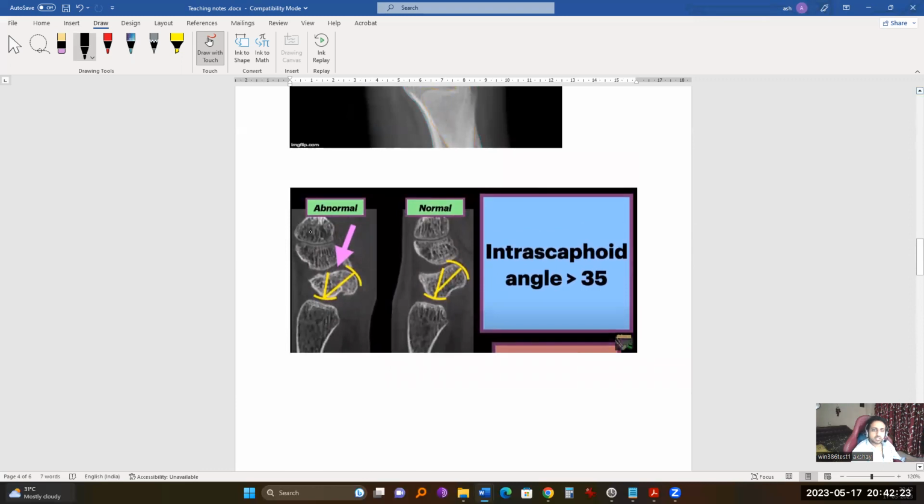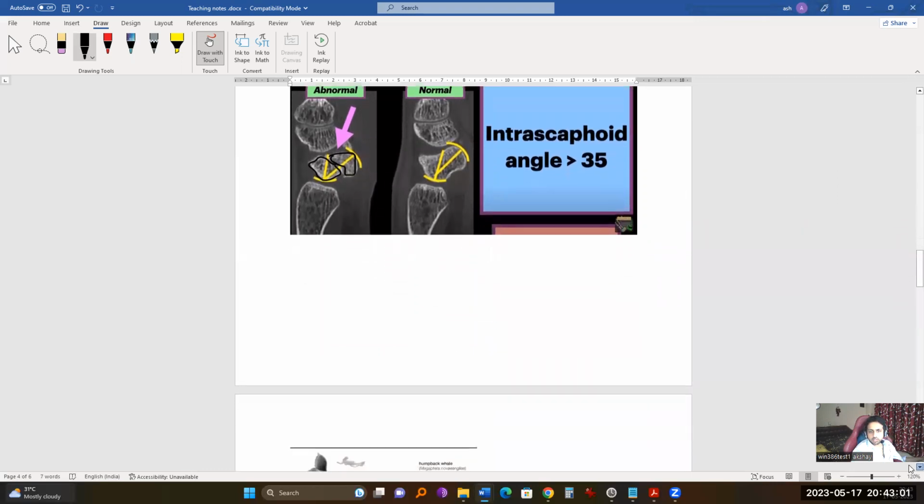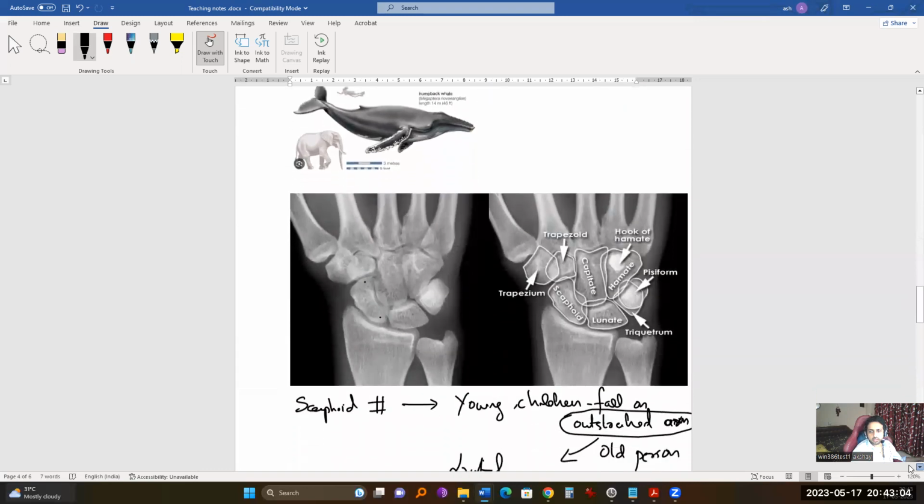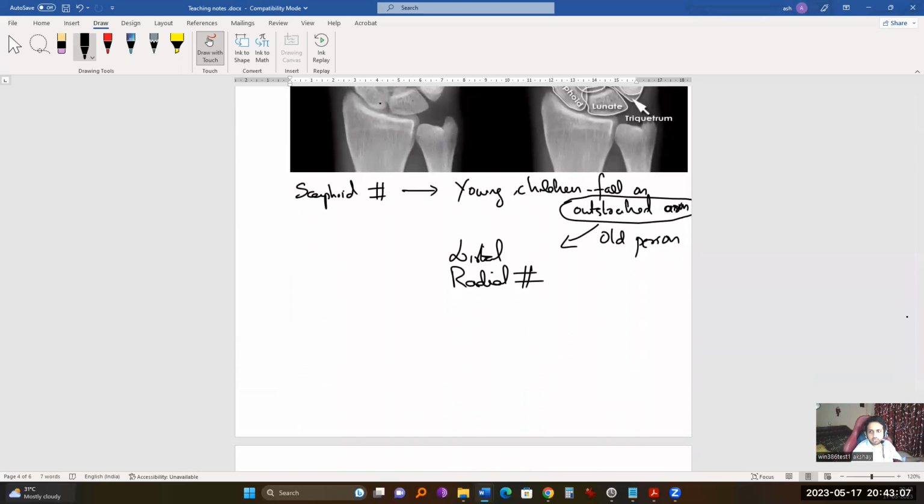What happens is, here you're on the lateral X-ray. In the lateral X-ray, this is the normal view of the scaphoid. So when a fracture happens, there are two parts. This is the proximal part and there is a distal part. You see, this is the proximal part and this is the distal part. So there is some amount of rotation between the proximal and distal parts, and this will result in a bulge. So this bulge will cause this humpback deformity of the scaphoid. And I have one more image.